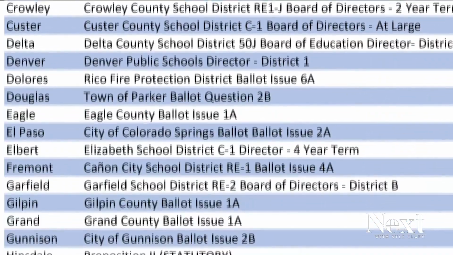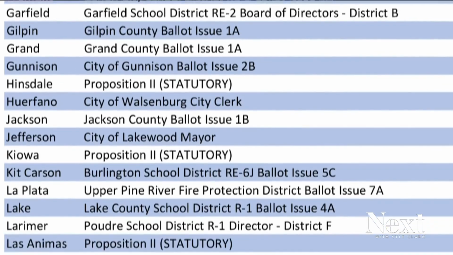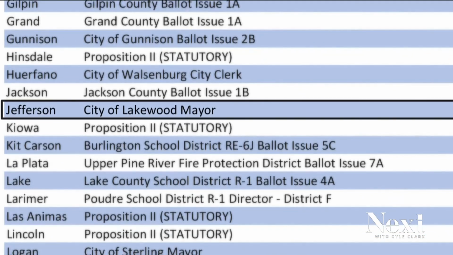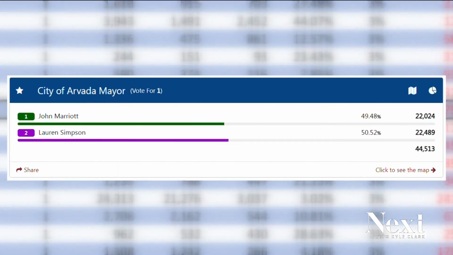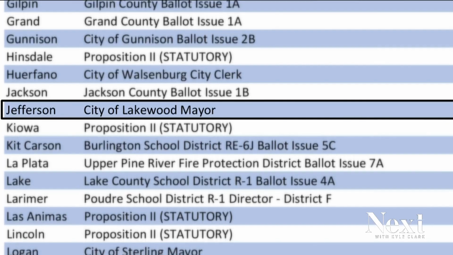This is a list of the races that were selected for audit purposes. A viewer wanted to know why the Lakewood mayor's race was selected in Jefferson County, which was decided by 8,400 votes, when the Arvada mayor's race was decided by fewer than 500 votes. So full disclosure, it's based on statistics, so it is kind of complicated. There's a lot of math involved. I'm going to simplify this as best as possible.